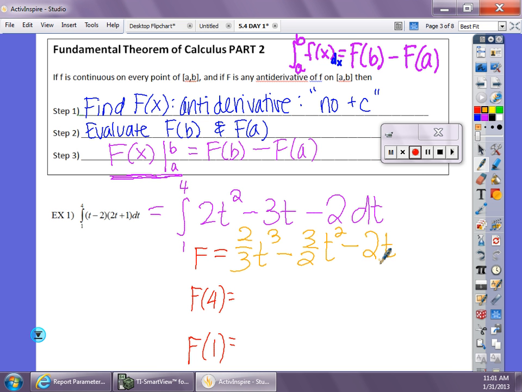Alright, so f of 4. I want a fraction, please. 32 thirds. I hear 32 thirds as an answer. Can I get confirmation?